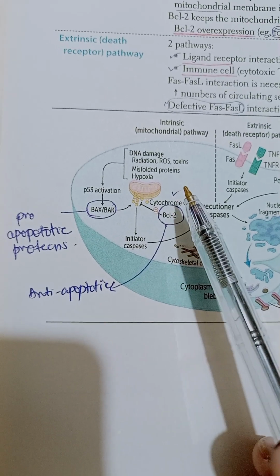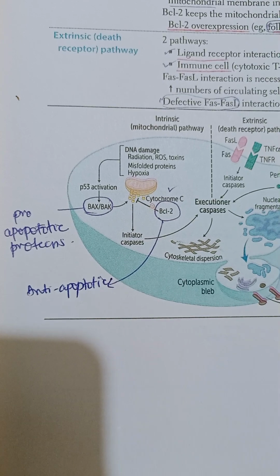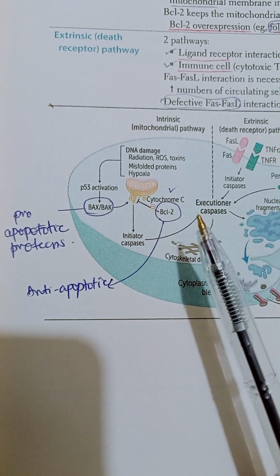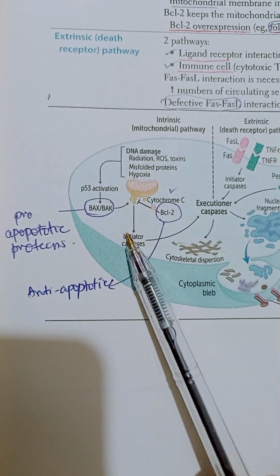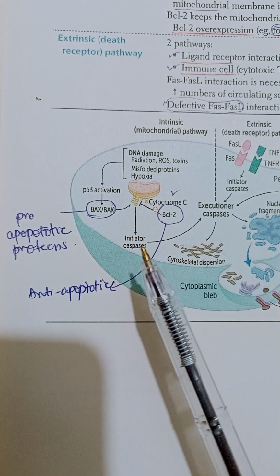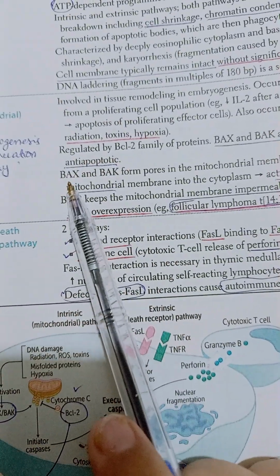All right, so for example, Mullerian duct degeneration in a male is also an intrinsic pathway. So these cytosolic proteases, or caspases, activate the intrinsic pathway. So you have to remember this point here.